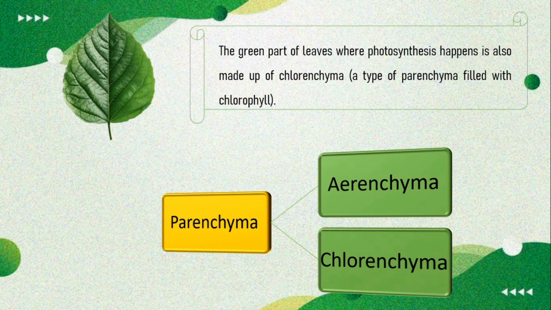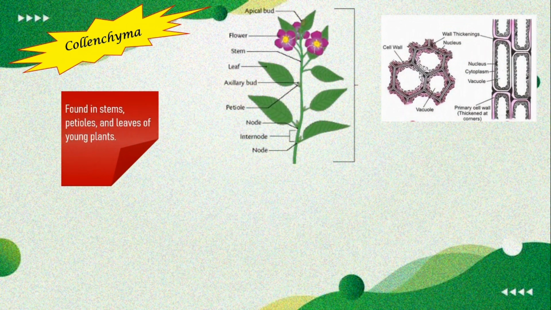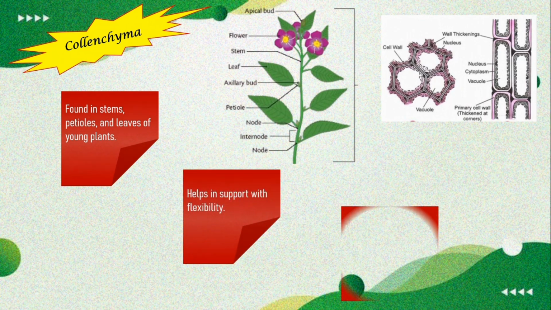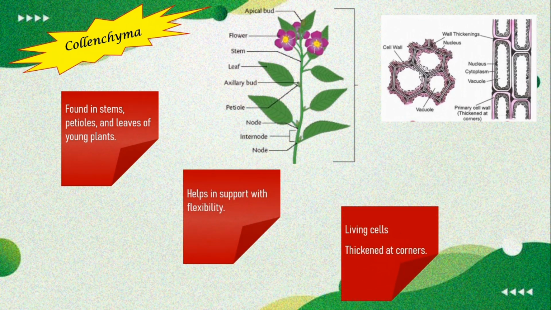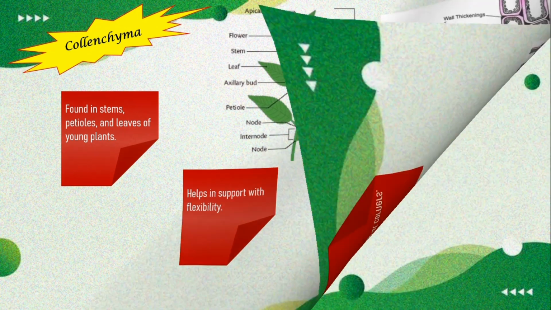Aerenchyma has some air spaces. Chlorenchyma is a type of parenchyma that is filled with chlorophyll. Now the next type of simple tissue is the collenchyma. Basically they are found in the stem, petiole and leaves of young plants. They help in support and flexibility, and they are basically living cells which are thickened at the corners.